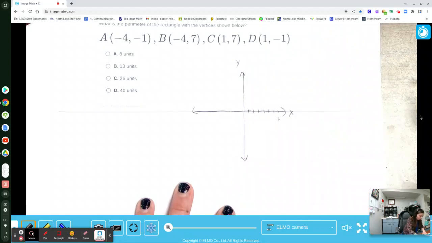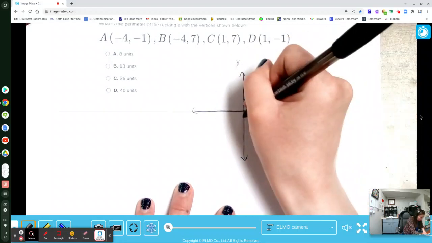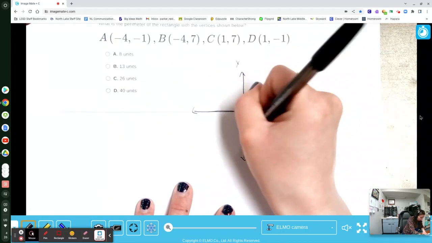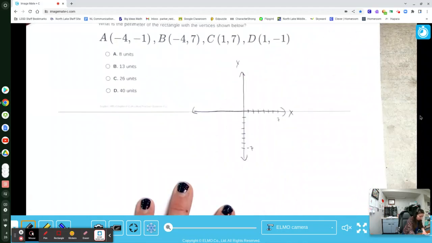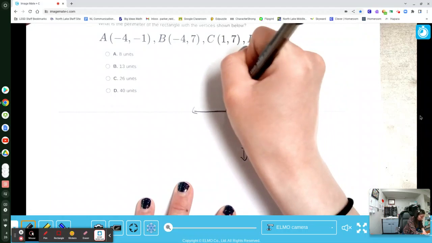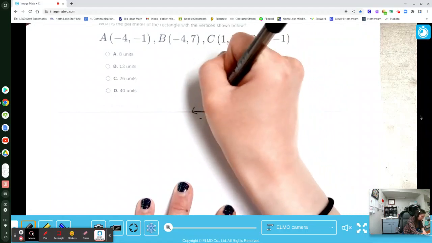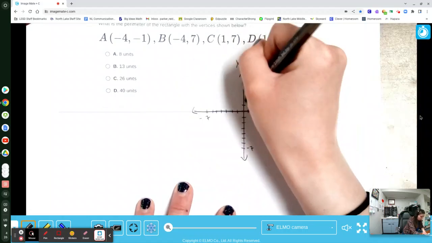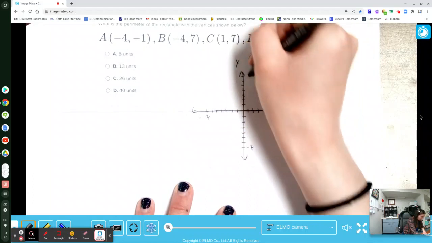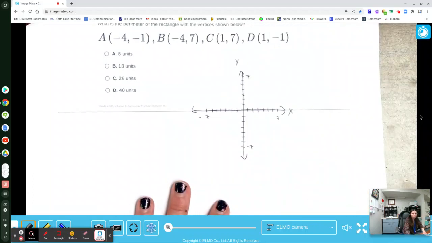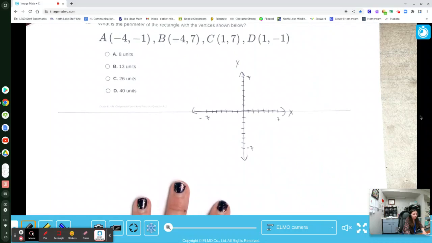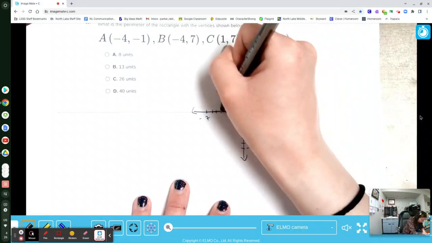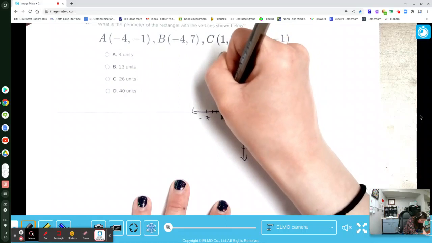I'll know each one is worth 1. I'll do it all the other directions. 1, 2, 3, 4, 5, 6, 7. Although that one will be negative 7. 1, 2, 3, 4, 5, 6, 7. That one will also be negative 7. 1, 2, 3, 4, 5, 6, 7. There we go. And now I'm going to go ahead and graph each point. So I'm going to start with A. So negative 4, negative 1, that's left 4, and then down 1.